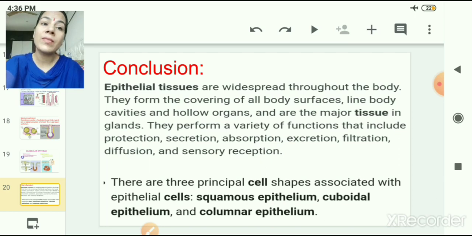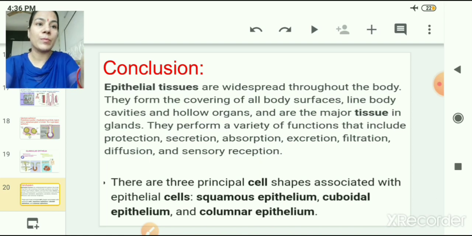There are three principal cell shapes associated with epithelium: squamous, cuboidal, and columnar epithelium. When these epithelial cells are present in a single layer, it is called simple, and when they are present in multiple layers, it is called stratified epithelium.